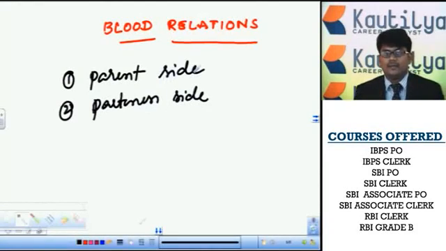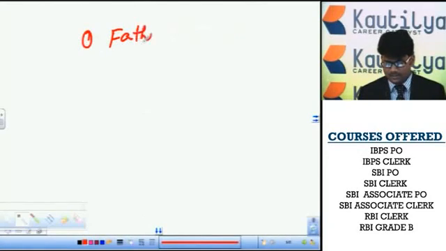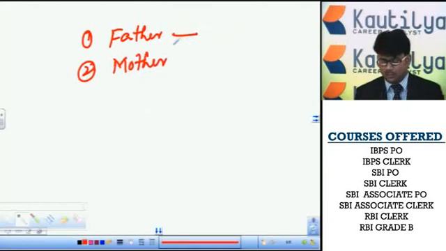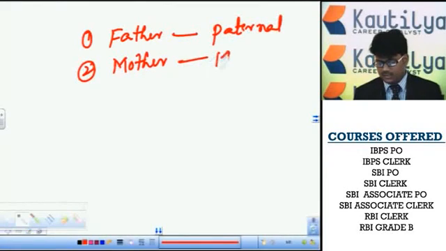The parent side relations are again classified into two: the first one, father side relations, and the second one, mother side relations. Father side relations are called paternal relations. Mother side relations are called maternal relations.